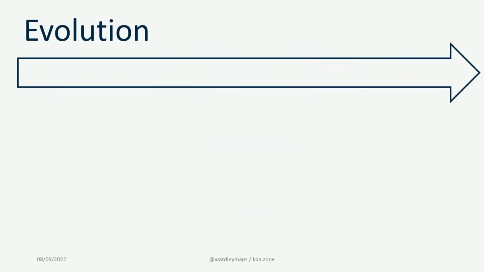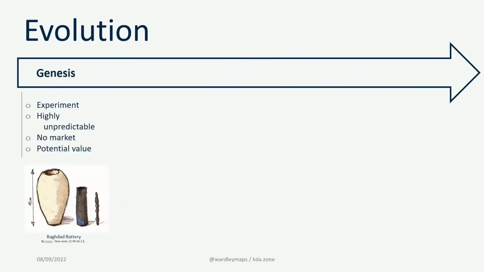To explain evolution in a bit more detail. Evolution goes from left to right. The first stage of the evolution is genesis. Genesis means that you are performing an experiment which is highly unpredictable, and because it's an experiment, it doesn't have commercial value at this point in time.